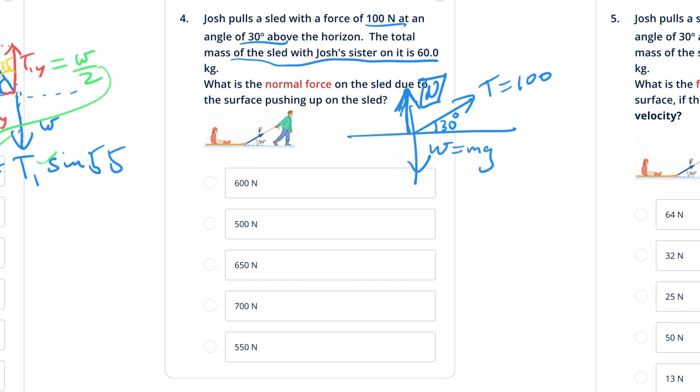Now, they don't say anything about friction, so I'm assuming there isn't any. But that doesn't even matter, because all we're doing is finding the vertical forces. So we're focusing in on these only. But don't forget that T1 has two parts. T1y, two components. T1x and T1y.